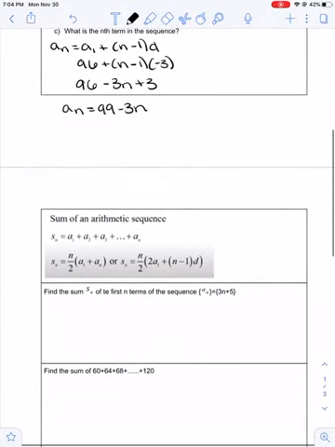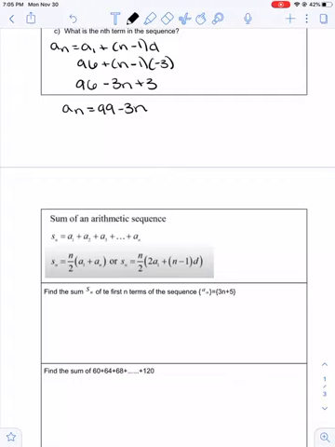Okay, next we are going to look at the sum of an arithmetic sequence. We have a couple formulas for these, and you really want to look at what you're given in the problem to determine which one you're going to use. So in this first one, we are finding the sum, S sub n, of the first n terms of the sequence a sub n equals 3n plus 5. So we are trying to find the first n terms.